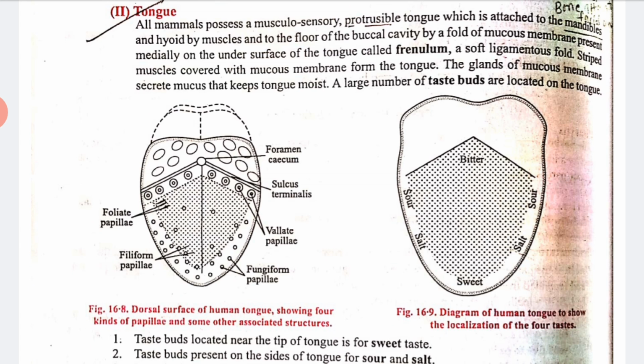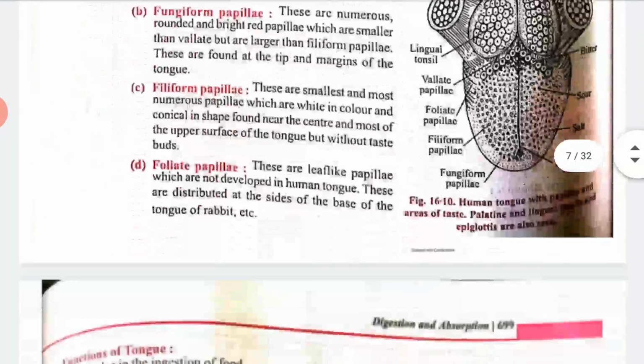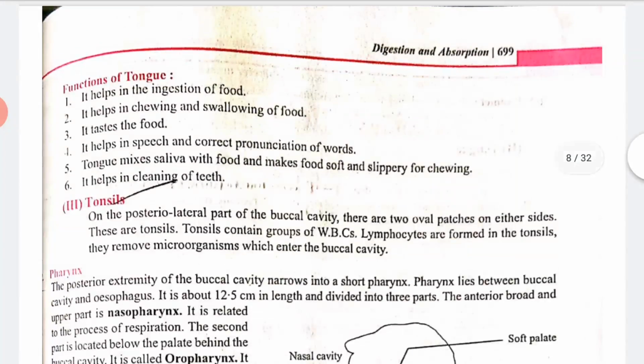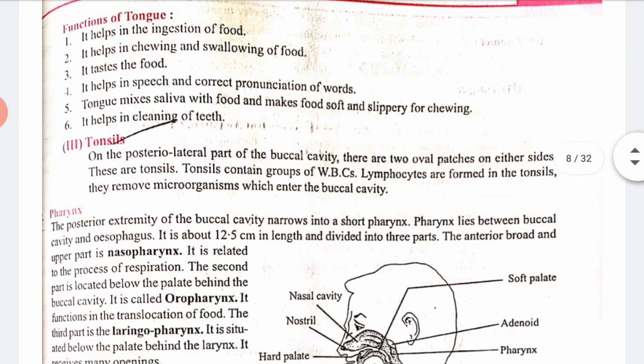Now foliate papillae. These are leaf-like papillae which are not well developed in the human tongue. They are distributed at the sides of the base of the tongue, and the rabbit also has the same. So what are the functions of the tongue? It helps in the ingestion of food, in chewing and swallowing of food, it tastes the food, and it helps in speech and correct pronunciation of words. Yes. So now next we have the tonsil.